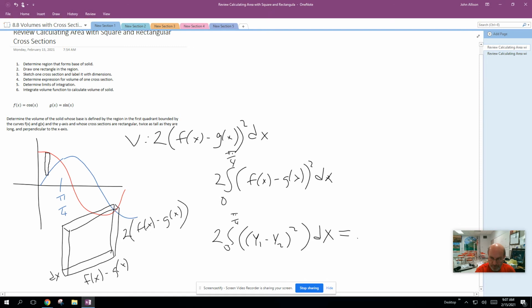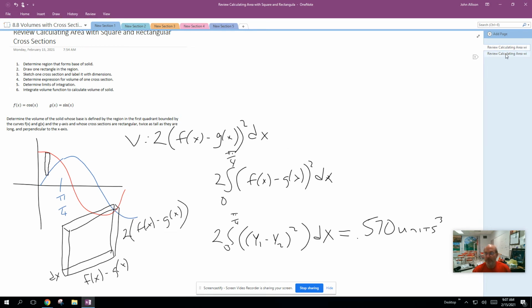So this is going to be 0.57, I'm going to put units squared. If you rounded it, it would have gone to 571. Units cubed, sorry. Units cubed because we're doing volume. And that's how we do it with rectangular cross sections. In this case, the rectangle was twice as tall as it was long.